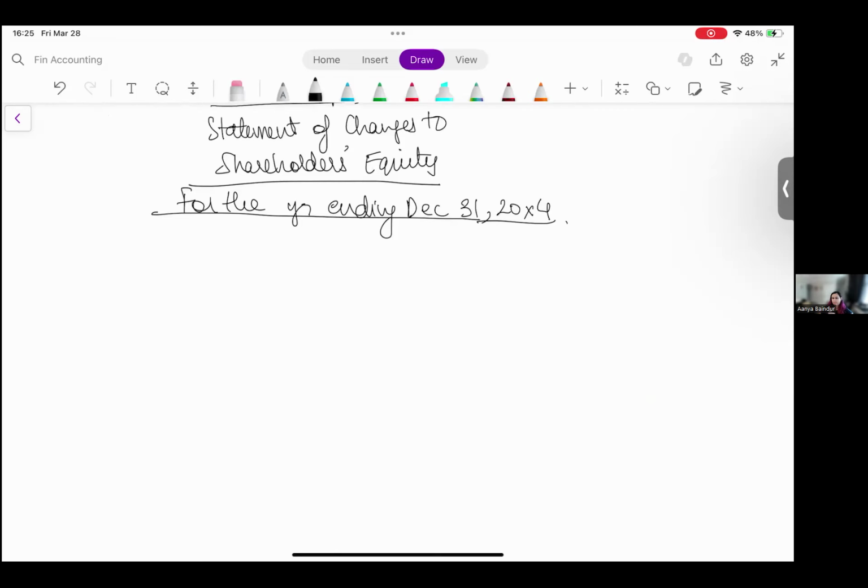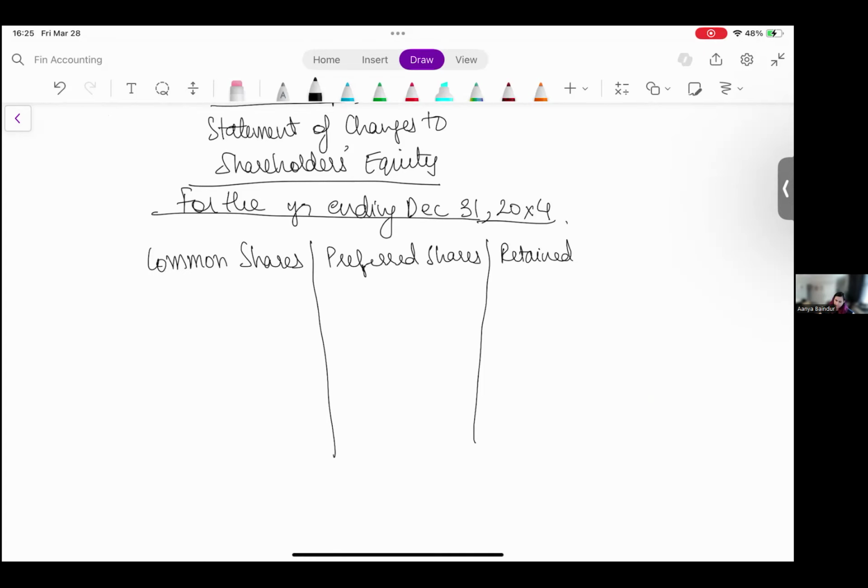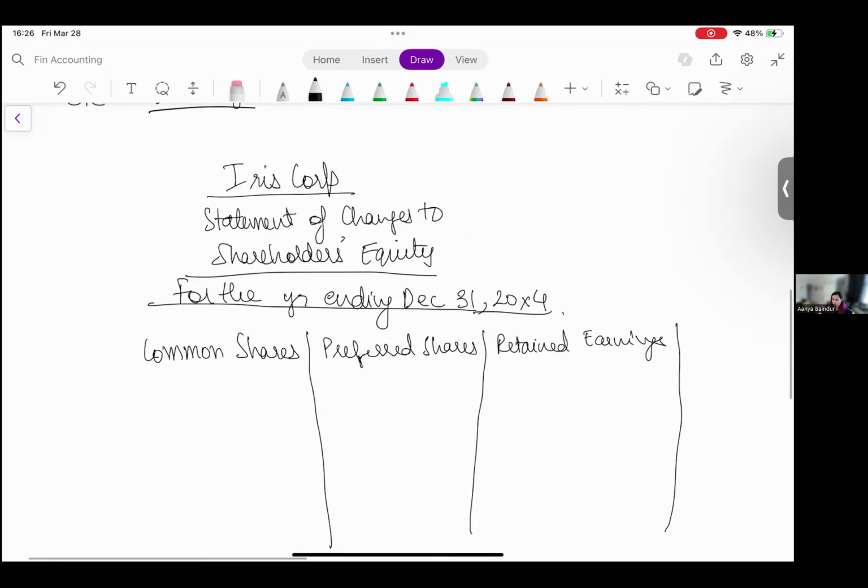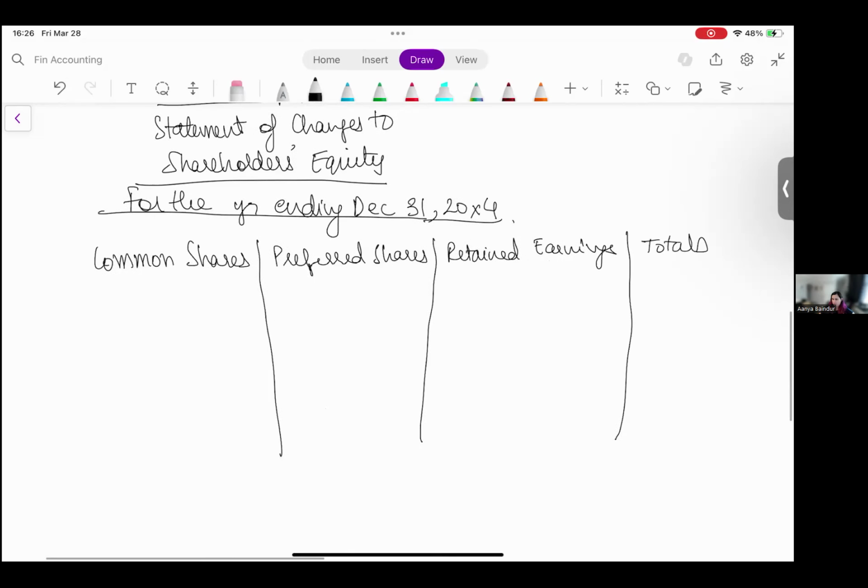The very first thing we're going to do is make the columns for it. And the columns are all the accounts that we have in shareholders equity. So we have common shares. We have preferred shares. And we have retained earnings. And whether you want or the question asks you, you may have a totals column, or some of them don't have this, and that's also okay. That kind of depends on what's asked of you. So this is what the columns are.